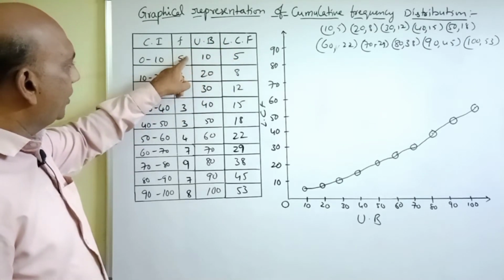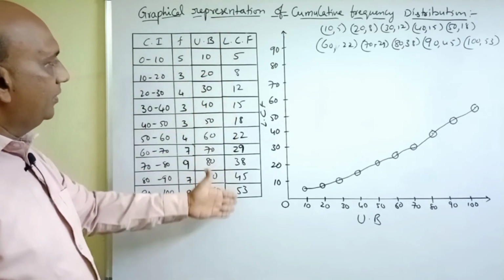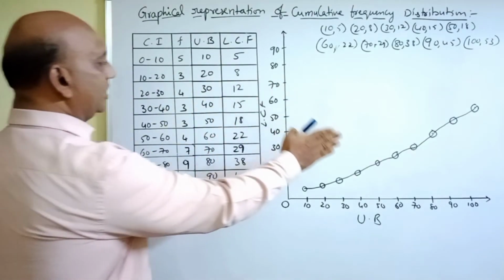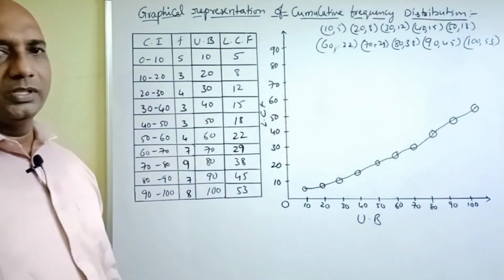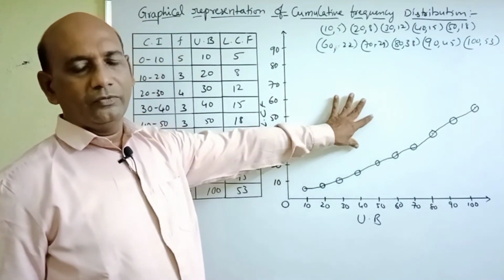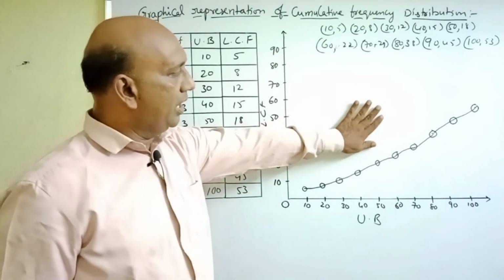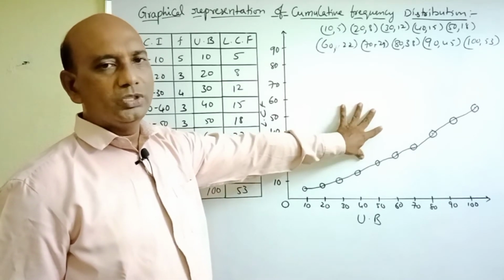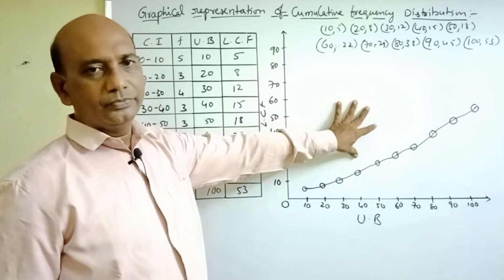From the top, the first value is 5, and then add to this the next frequency and write like this. So these are cumulative frequencies, also called less than cumulative frequencies. To construct this less than cumulative frequency curve, we need upper boundaries and less than cumulative frequencies. I plotted all these points and joined them with a smooth curve using freehand, without using any scale. This is called the less than cumulative frequency curve, or less than ogive, also called lower than ogive.